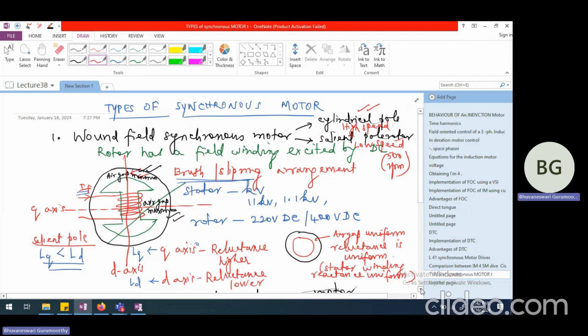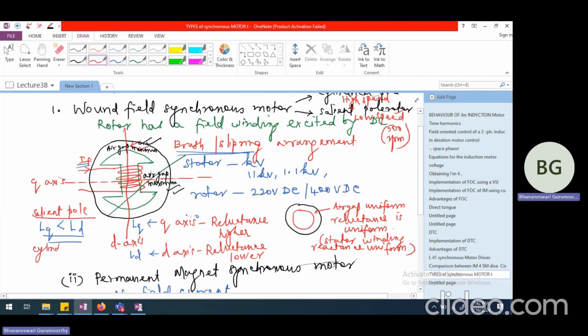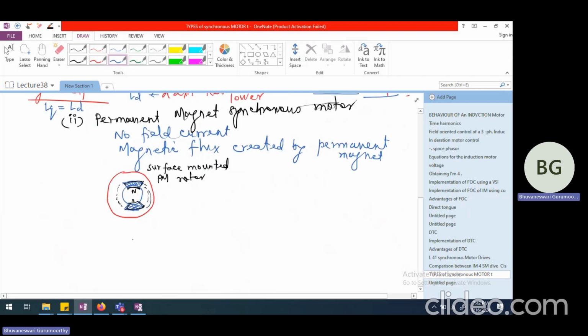Whereas in a cylindrical pole machine with a wound field rotor, we have LQ equal to LD because there is no variation in the reluctance. The reactance or inductance will also be uniform along the direct and quadrature axes. If I look at the surface mounted permanent magnet motor, the air gap is uniform all along. So in this case also LD and LQ are one and the same: uniform reluctance and uniform inductance for the stator winding. This is essentially the structure of a surface mounted permanent magnet machine.